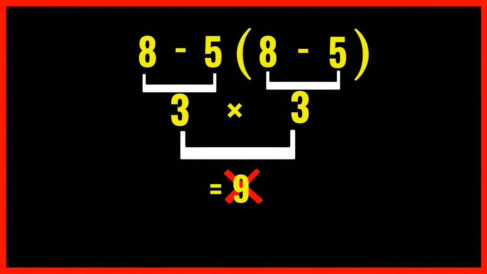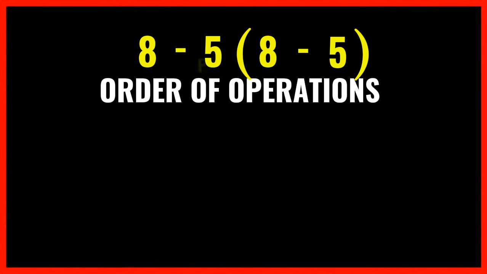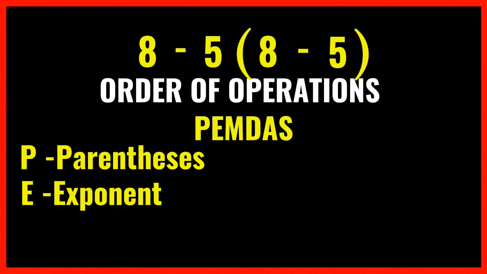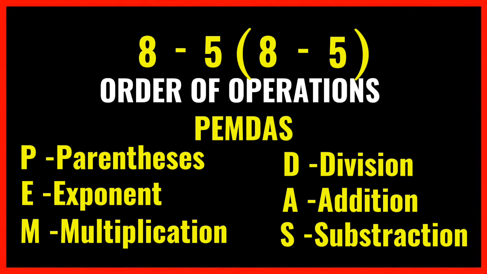The mistake happens because we did not follow the correct order of operations, which is called PEMDAS. PEMDAS stands for parentheses, exponents, multiplication and division, and addition and subtraction. This means we always solve what is inside parentheses first, then exponents, then multiplication and division from left to right, and finally addition and subtraction from left to right.